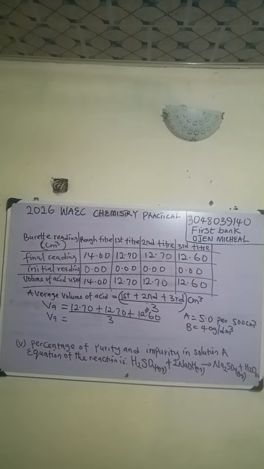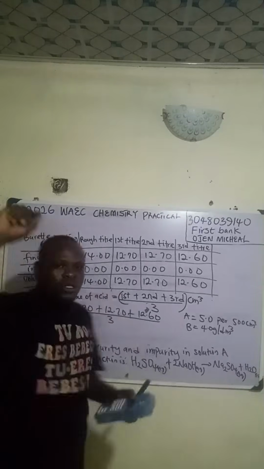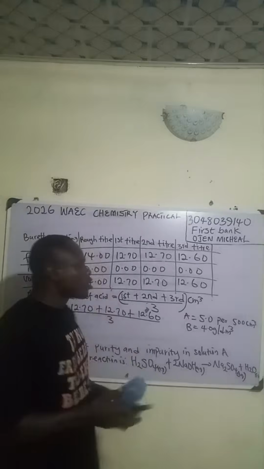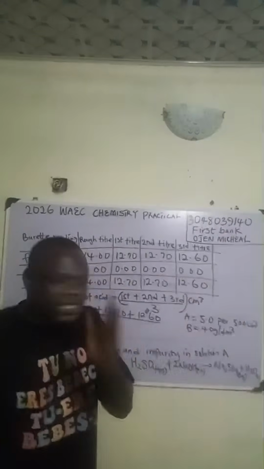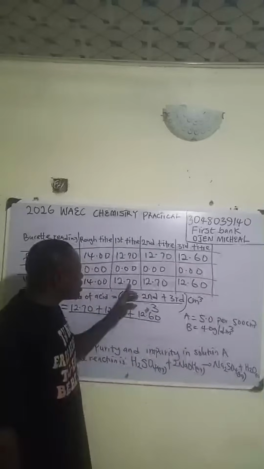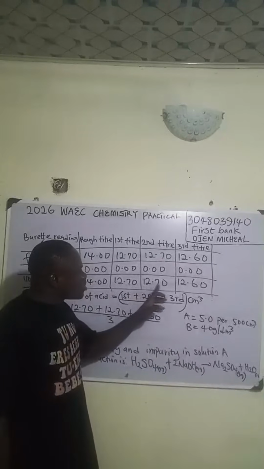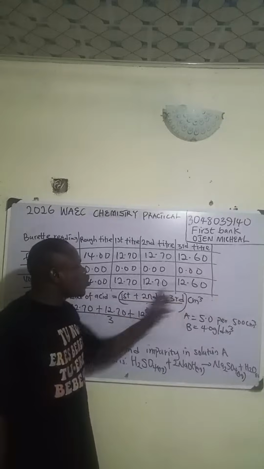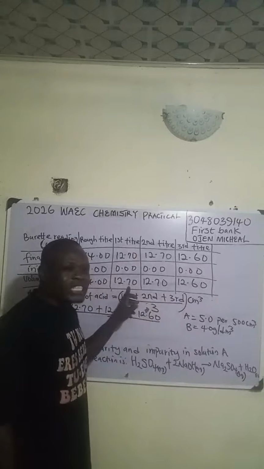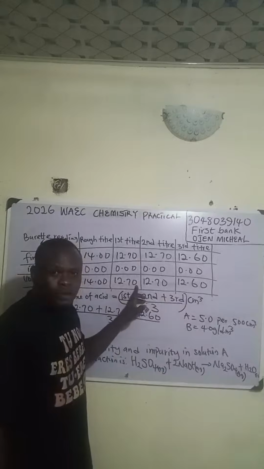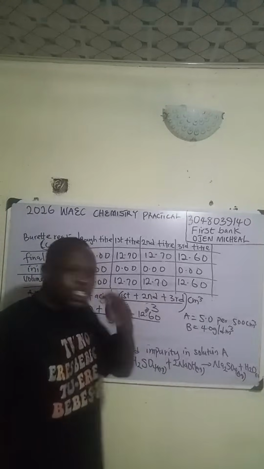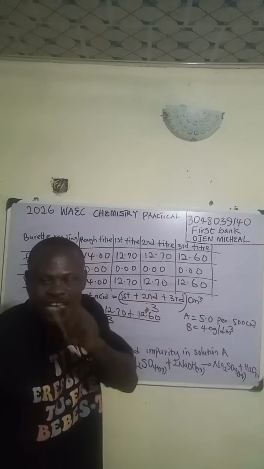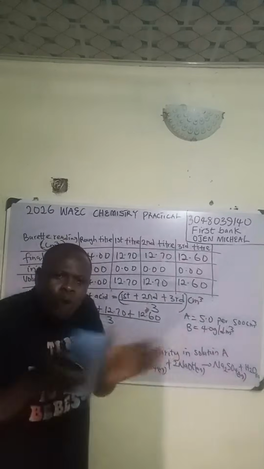No, I say it's not a must. It's not a must, but what you should do is, please take note of this. There must be a concordance. You see my values, 12.70, 12.70, 12.60. Don't write here, after the first titer you have 12.70, second titer you now come and have 13.7. It is not concordant. You will be penalized for that. So you must have what we call concordant values.